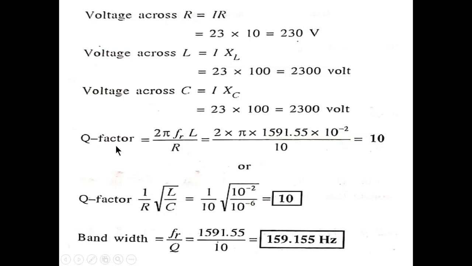Q factor is equal to 2 pi FrL divided by R, or we can also express it as 1 upon R under root L by C. We get the same value using any expression of Q factor, so it is 10. Bandwidth is the ratio of resonant frequency to the Q factor, so we get 159.155 Hertz.